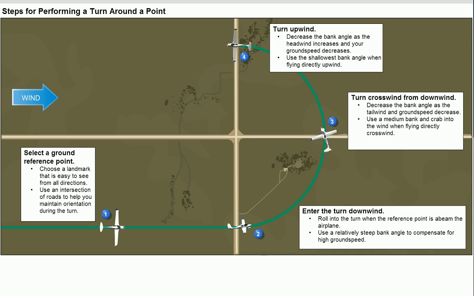The next step is to turn upwind. Decrease the bank angle as the headwind increases and your ground speed decreases. Use the shallowest bank angle when flying directly upwind.